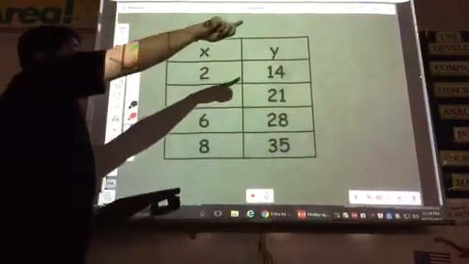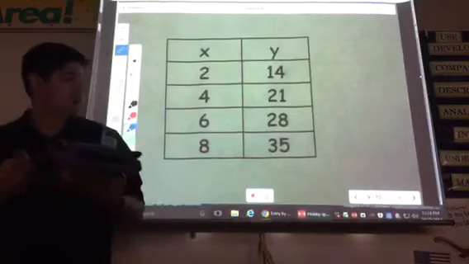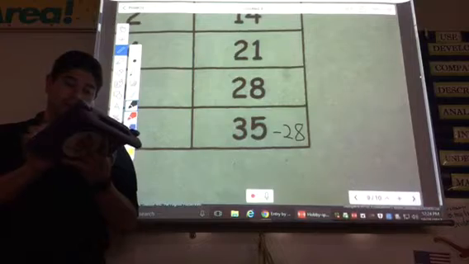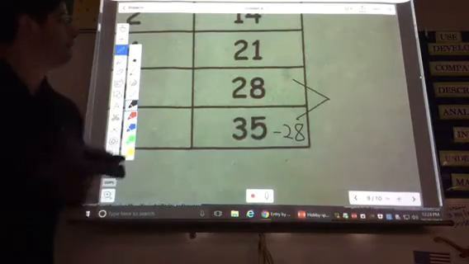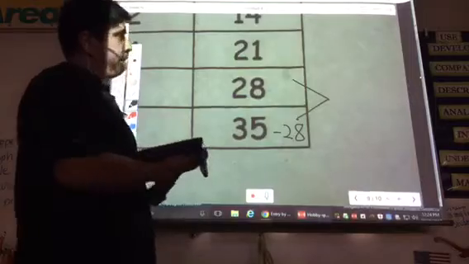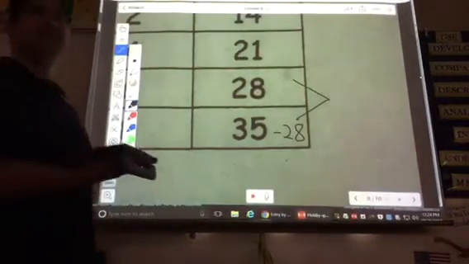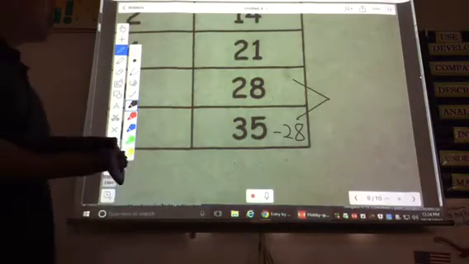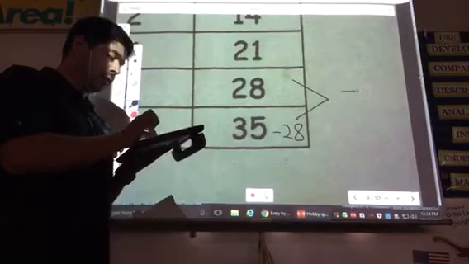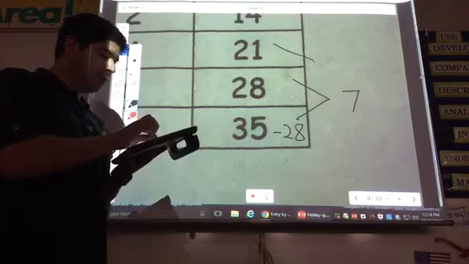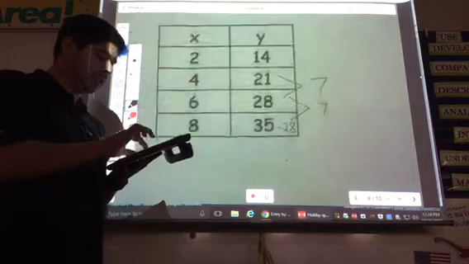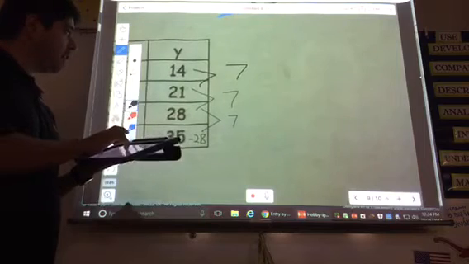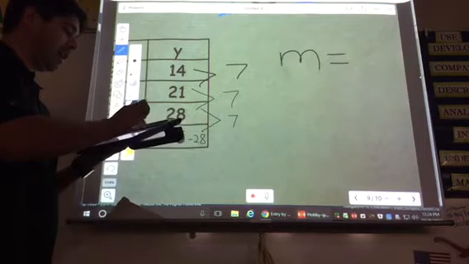So, first thing you do, find the change in y. So 35 minus 28. What's 35 minus 28? It's 7. If you don't know, then you just put it in your calculator. That's the good thing about having the calculators. 35 minus 28? 7. Good. 28 minus 21? 7. Yeah, it's going to be the same, right? And then 7. So once I find that, go ahead and just write it as your numerator.